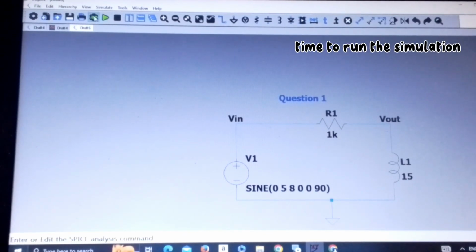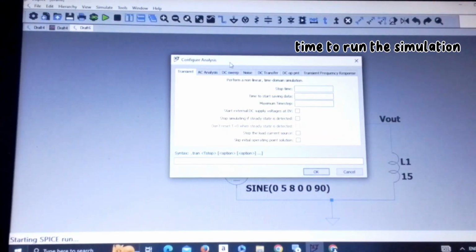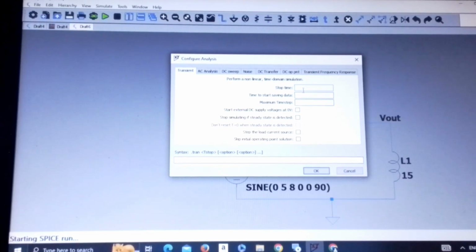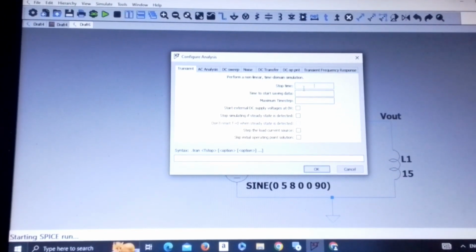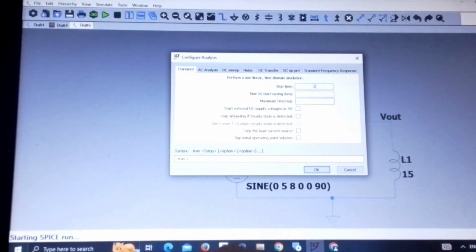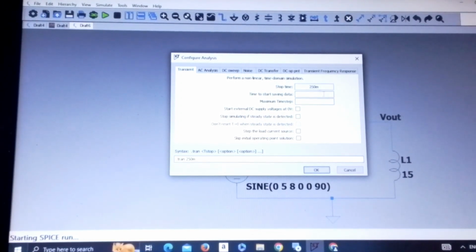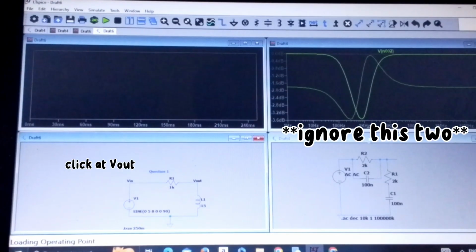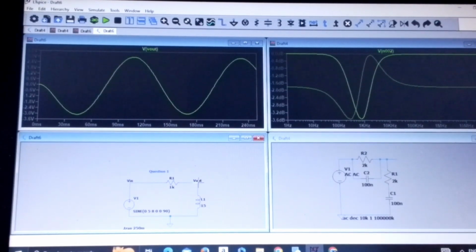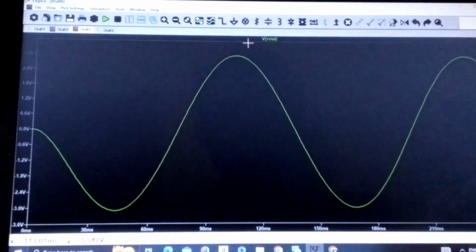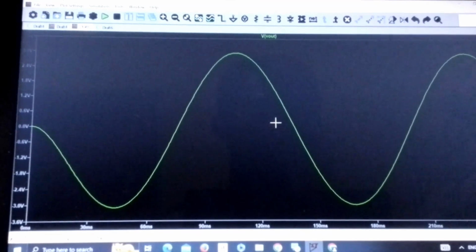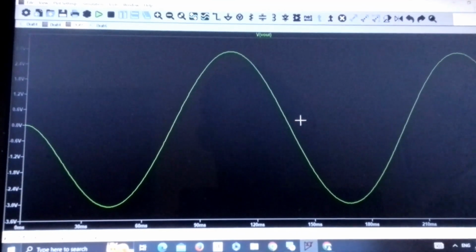And then I want to run the circuit first. For the stop time, according to the question, our stop time is 250 milliseconds. Put it here. So this is our output signal. You can see this is our output signal.